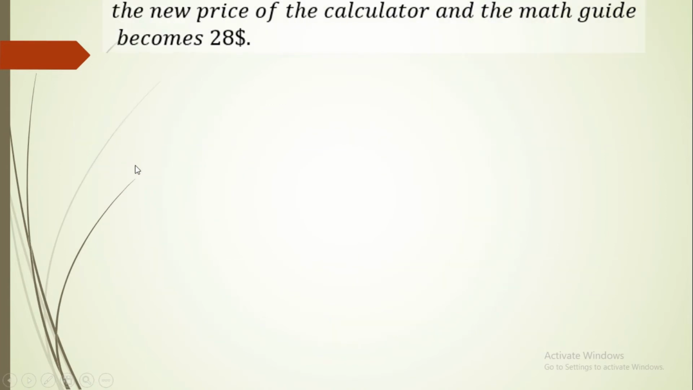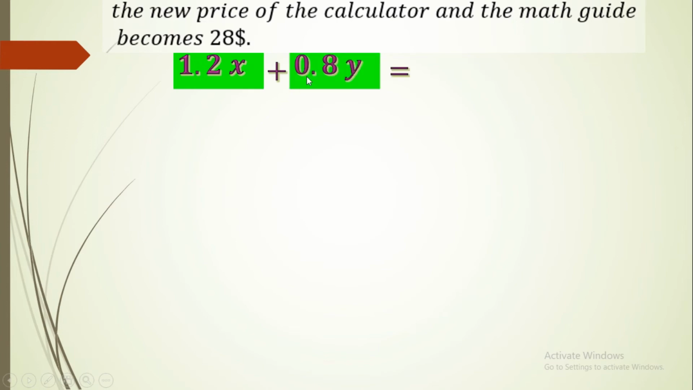Now let's analyze the rest of the information. We have the new price of the calculator and the math guide together becomes $28. The new prices are 1.2x plus the new price of the math guide, which is 0.8y. They will be together $28. So we can say that 1.2x plus 0.8y equals $28.